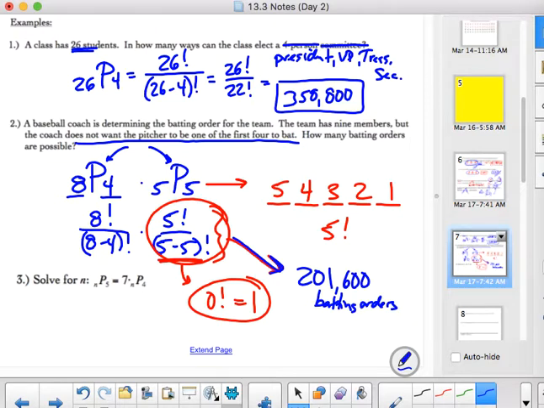which is a lot of possibilities, right? A lot of possibilities. Okay, so that's example 2. Let's take a look at example 3.